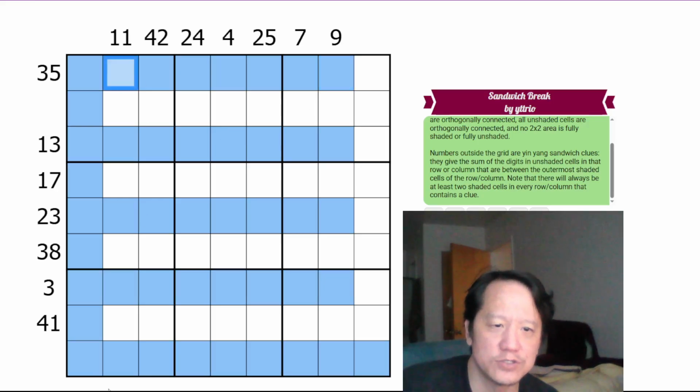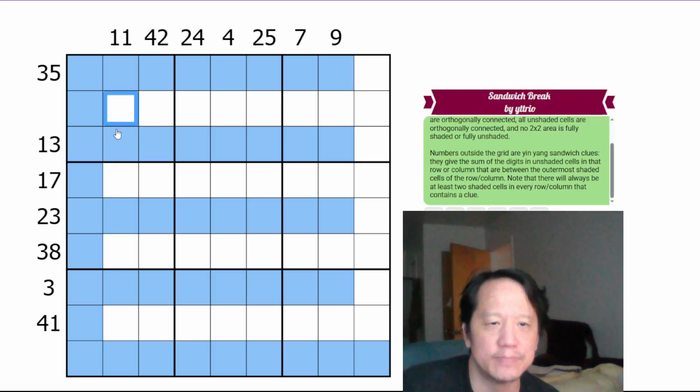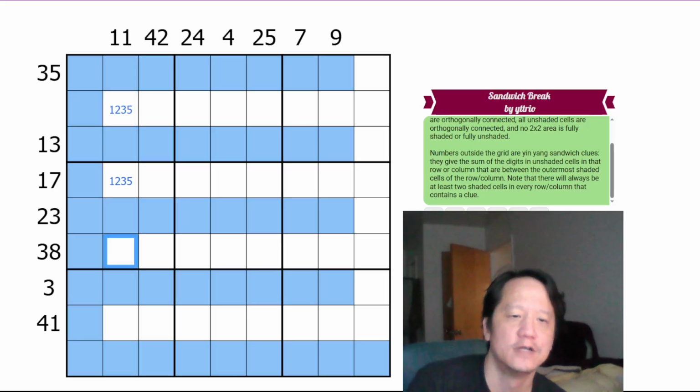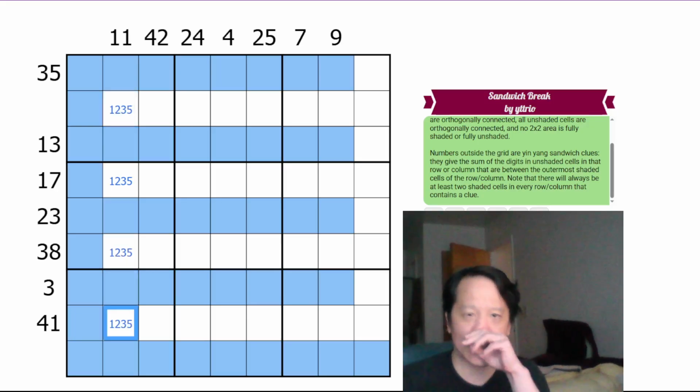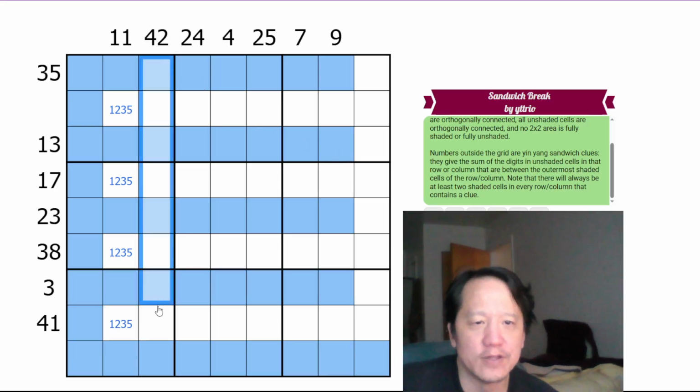I guess let's do this. This would have to mean that the unshaded cells between these 2 cells must add up to 11. So these 4 digits would have to add up to 11. So then you would have to have 1, 2, 3, 5 here to add up to 11. But obviously we run into problems with some of the other sums.